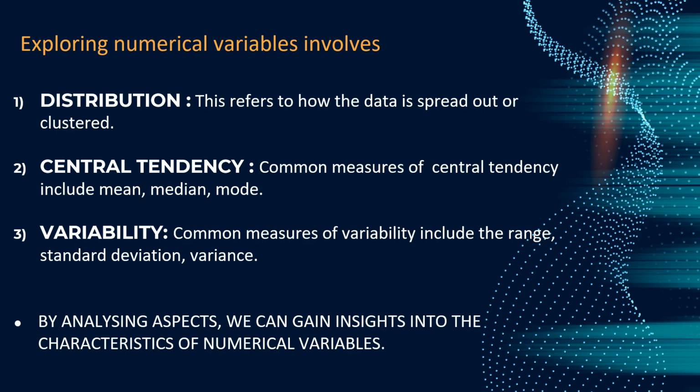So next one is variability. This measures how much the data values differ from each other. Common measures of variability include range, standard deviation, and variance. The range is the difference between the maximum and minimum values, while the standard deviation and variance measure the average amount of deviation from the mean.